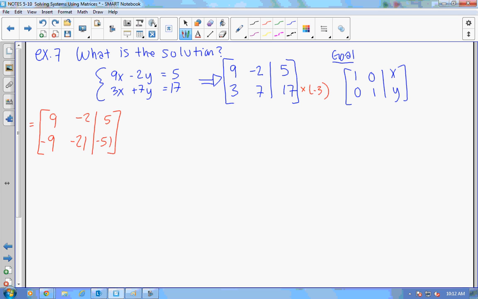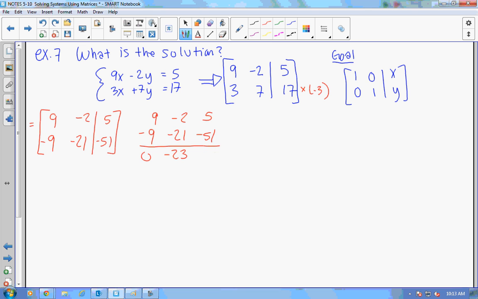Now, you see how these are going to cancel? 9 minus 9 makes 0. So when I cancel, what row am I going to want to replace? The top row or the bottom row? Which one do I want that 0 first? The bottom row. So I'm going to take these, and I'm going to just add them straight up, because since they're all negative, it's really subtracting. I'm going to get a 0, a negative 23, and a negative 50.